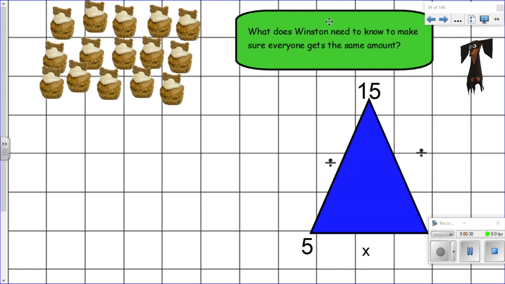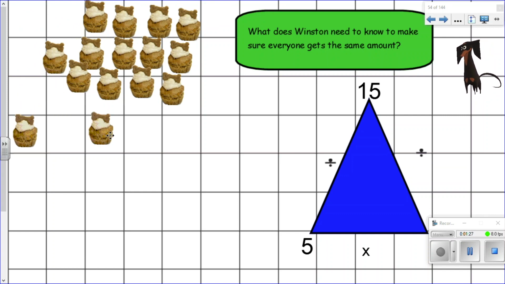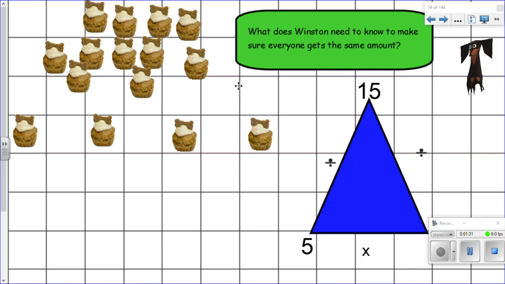So, again, we need to know what does Winston know to make sure everyone has the same amount when we're using division. So, we have 15 cakes here. Let's count together. 1, 2, 3, 4, 5, 6, 7, 8, 9, 10, 11, 12, 13, 14, 15. So if we were going to use our division, we could set it up on our pyramid. The biggest number always goes on top, and our division is going to go on the sides. So 15 divided by 5, so we would have 5 groups, equals. Let's see how that works.